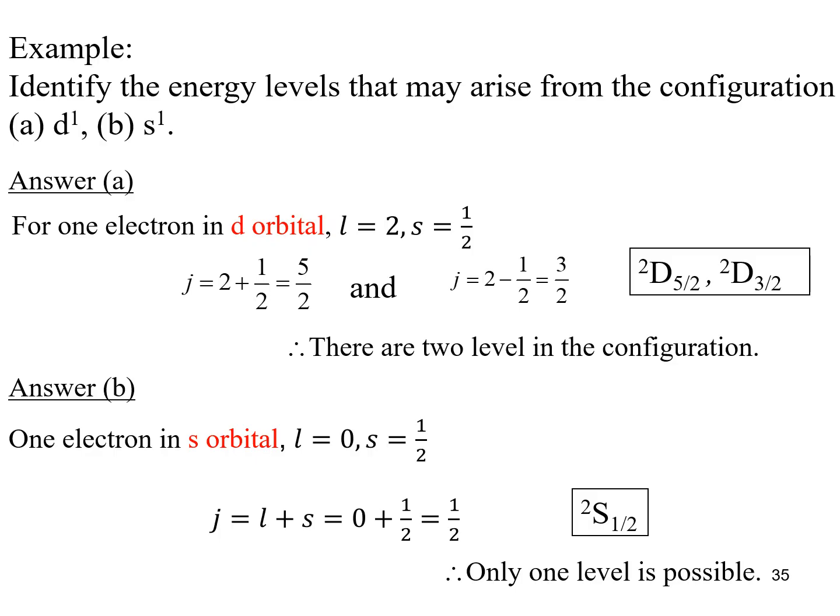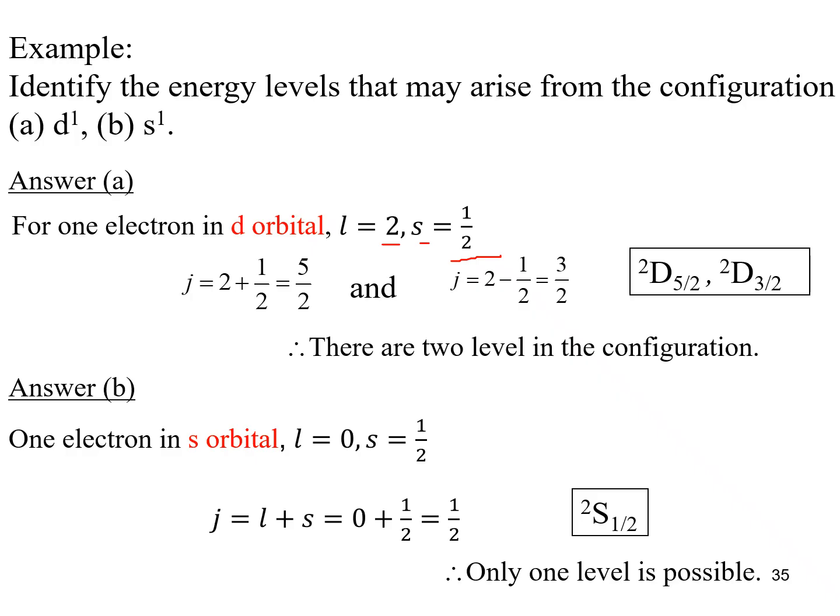And here are the other two examples with one electron in d orbital and one electron in s orbital. What are their respective term symbols? If we have only one electron in d orbital, the value of the orbital angular momentum quantum number L for d orbital is equal to 2. And the spin quantum number for one electron is 1/2.